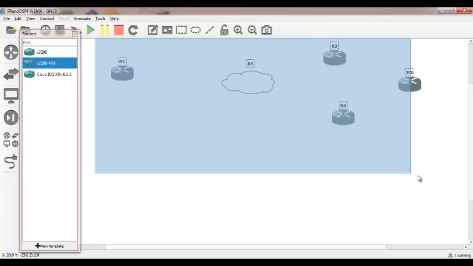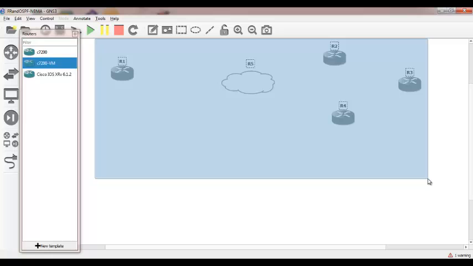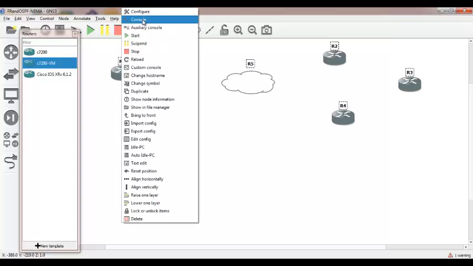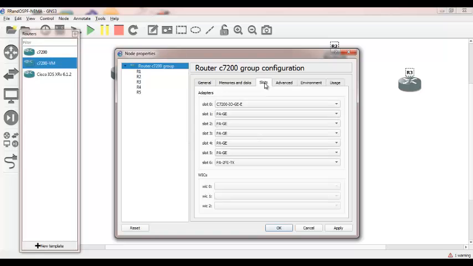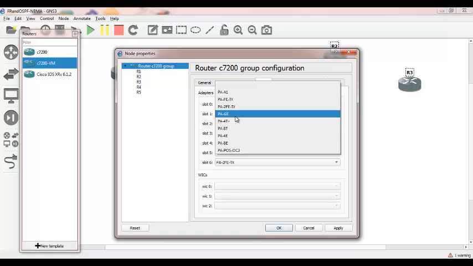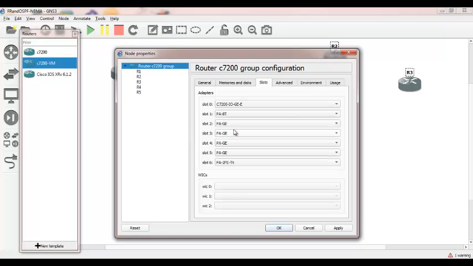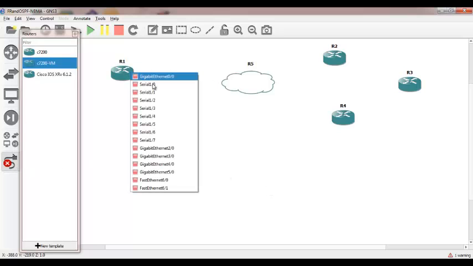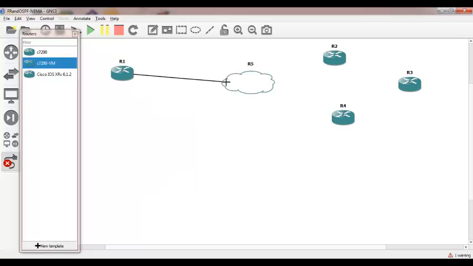But for all this, what we need is a serial link on all the devices. So I select all the devices and right click on any one of them. Now every device is selected. Go to configure, click on slot, and check whether you have a serial port. We don't have, so let us make slot 1 with a serial port, 8T, T as in Tango, is serial. I have connected 8 serial ports on all the devices. Now I take this and I can see the serial wire. I am connecting to the serial ports.